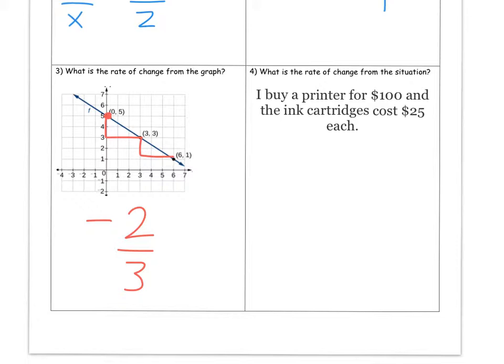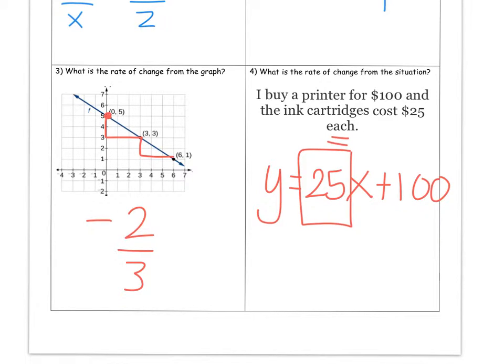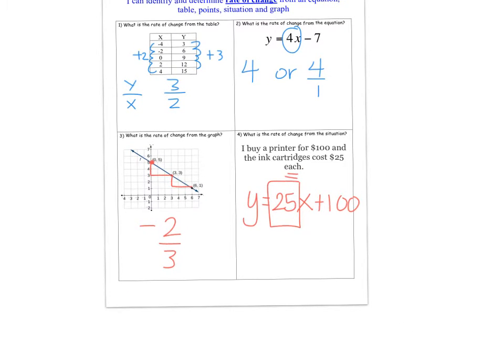Okay, number 4, the rate of change of the situation. So it's $100 for a printer, and the ink cartridge is $25 each. There's your key word. So y equals 25 each, plus the $100 we're going to spend no matter what. So my rate of change is 25. Okay, that takes care of page 3.